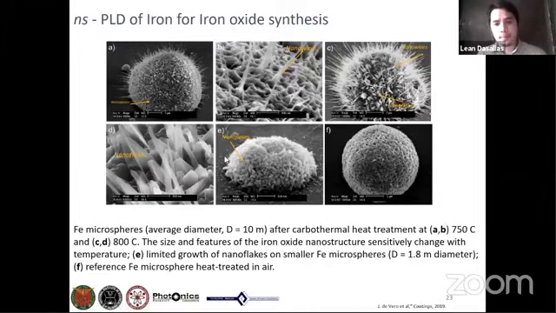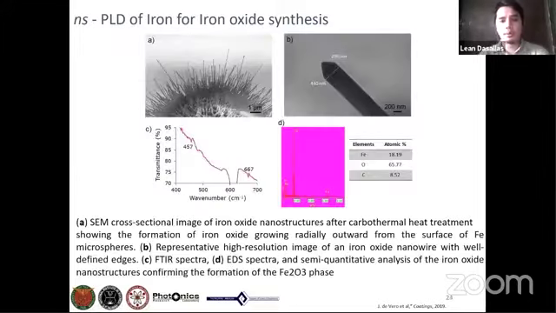Now, these are some side views of the microsphere just to check the length of the nanowire produced, and the FTIR and the EDS confirm the presence of the iron oxide on top of the iron microsphere.